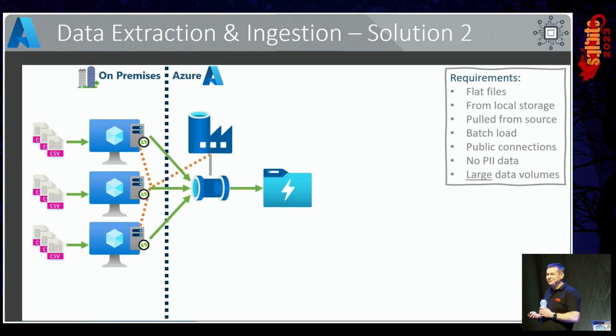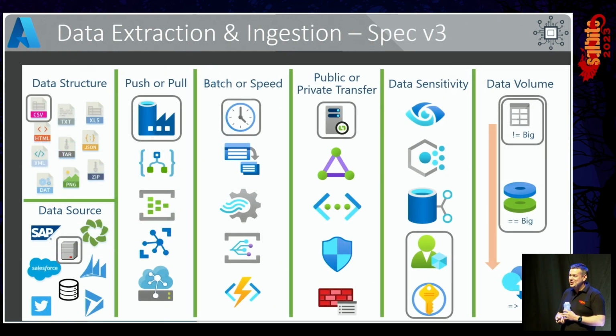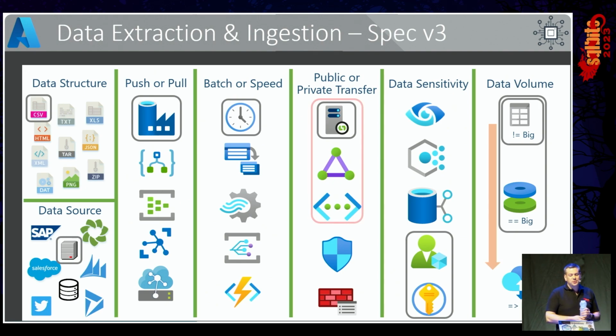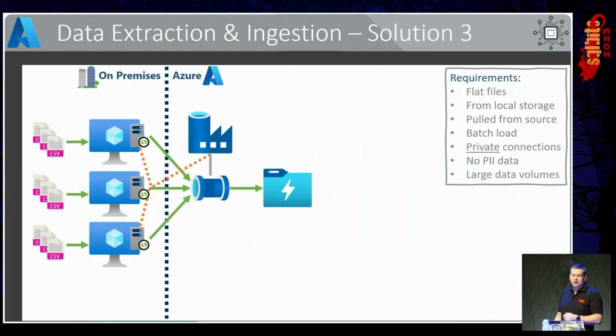Guess what? The requirements change. The customer says, actually, I don't want to use public endpoints anymore. I want to use private network connections, because I care about security. I want that extra layer in my solution. No problem. Specification version 3. We look at our architecture, think, what do we need to do here to deal with this one?